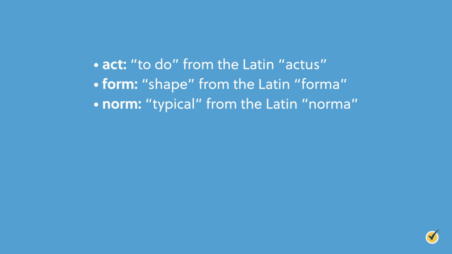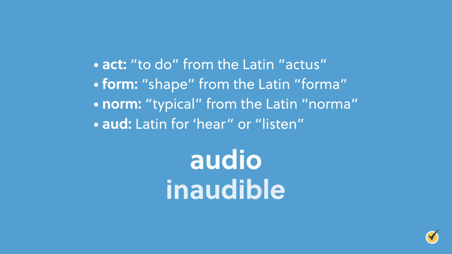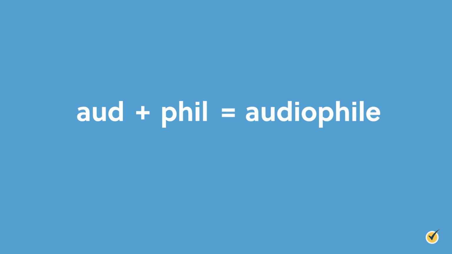One common example is the root aud, which is Latin for hear or listen. This root can be seen in common words like audio or inaudible, which both relate to hearing and listening, but they're modified from the original root. Now let's dive a bit deeper into how root words can be modified. Sometimes root words can be merged to create new words with combined meanings. Our previous example of aud can be combined with the Greek root phil, meaning love. And this results in audiophile, which is a word for someone who has a love for high-fidelity sounds.